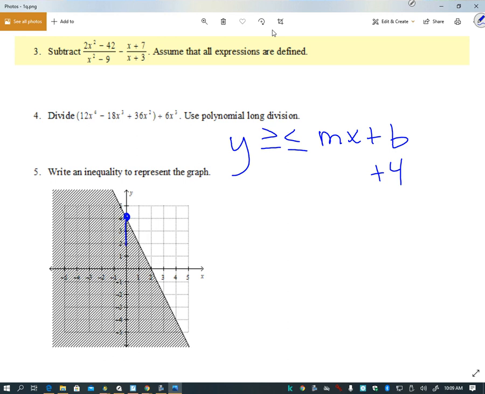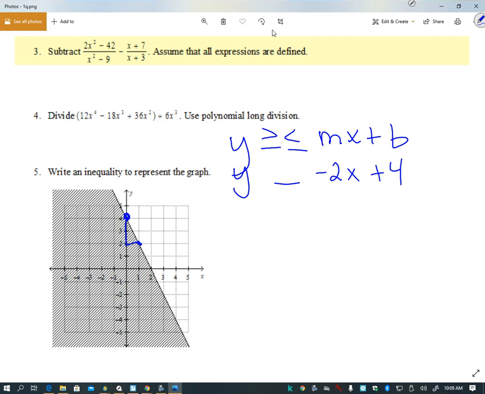Go down 2 over 1 because there's a nice point there. So if I'm just counting, what's the slope? Negative 2x. Now, what kind of line is that? Solid. What does that mean? It's going to be an equal to. So we have this much that we know. y is going to be equal to negative 2x plus 4.